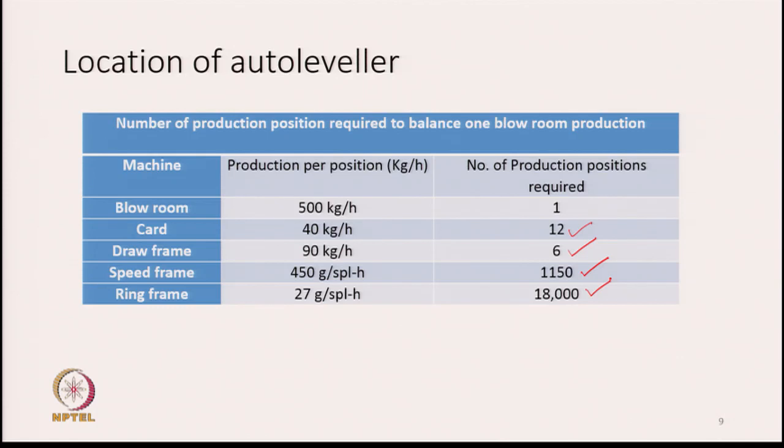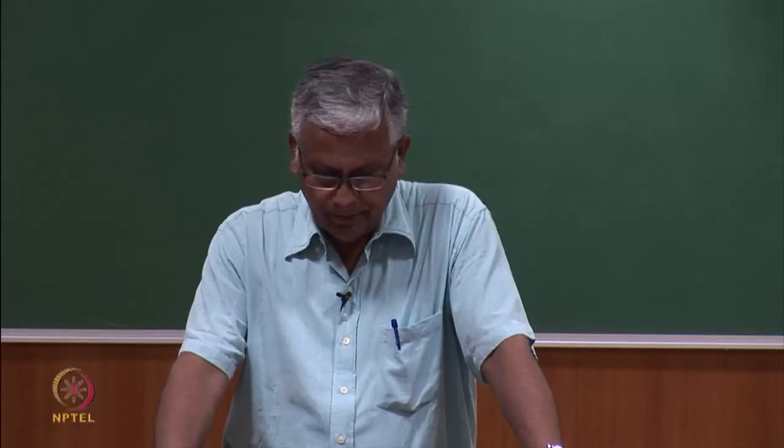That means there should be 12 card production positions, 6 draw frame production heads, 1150 speed frame production heads, also known as roving frame spindles, and we need 18,000 spindles or production positions for the ring frame. Now, if we want auto levelers for these machines, if it is on the blow room, then we need only one machine, one auto leveler. It is a very attractive proposition.